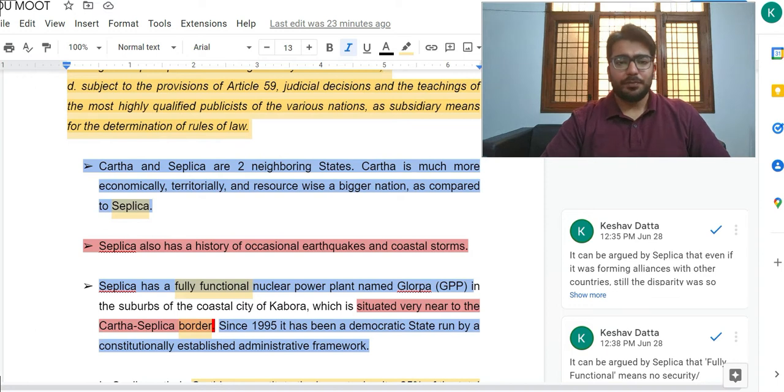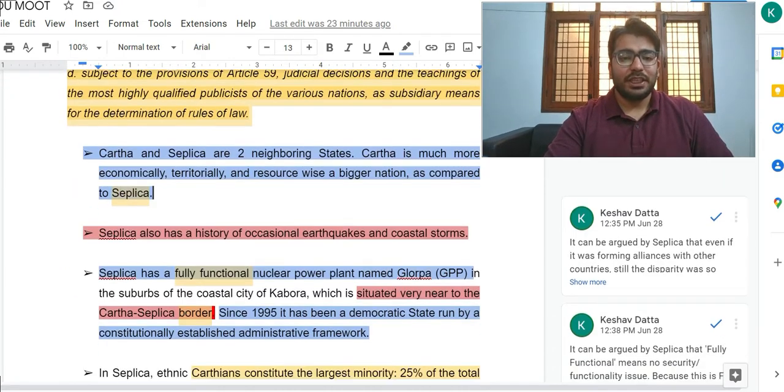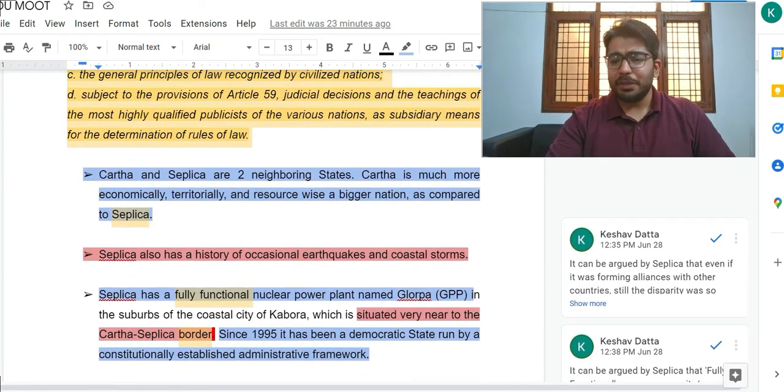Let's delve into that. So, in this para, Katha and Supplica are two neighboring states. Katha is much more economically, territorially, and resource-wise a bigger nation as compared to Supplica. Now, this is not an innocent fact. This is a fact which the applicant, who is the applicant? The Supplica can use in its favor. What would Supplica say? Here you can say in the comment section whatever I am trying to state.